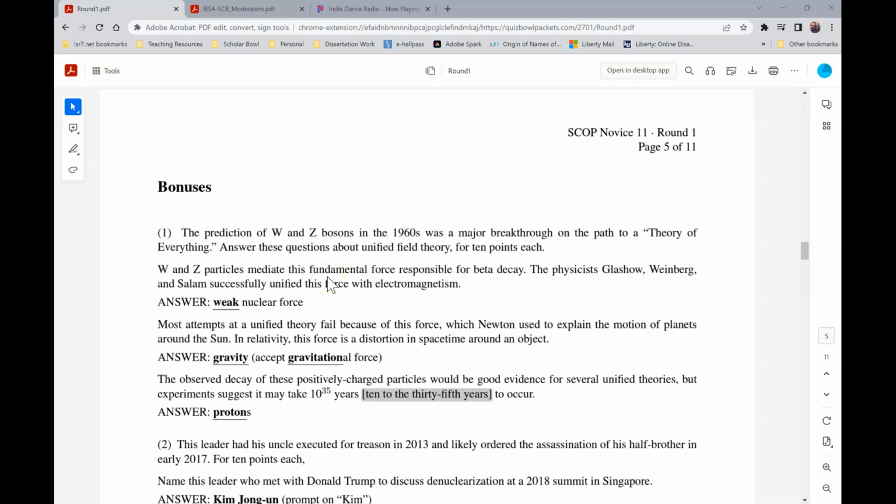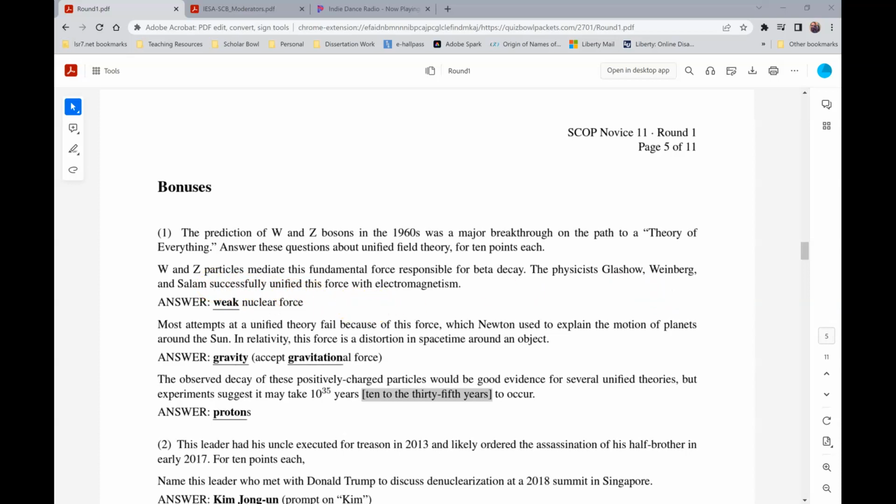The prediction of W and Z bosons in the 1960s was a major breakthrough on the path to a theory of everything. Answer these questions about unified field theory for 10 points each. Part A. W and Z particles mediate this fundamental force responsible for beta decay. The physicists Glashow, Weinberg, and Salam successfully unified this force with electromagnetism.